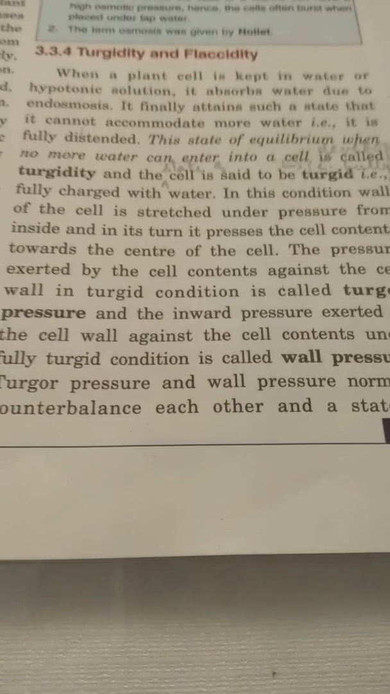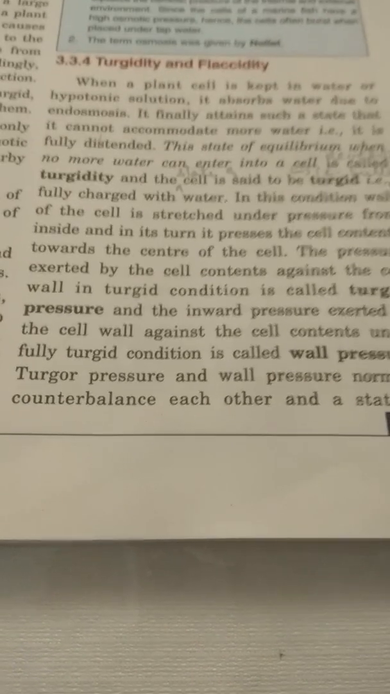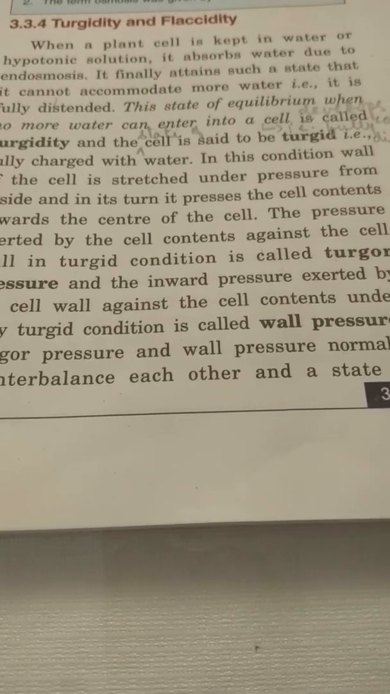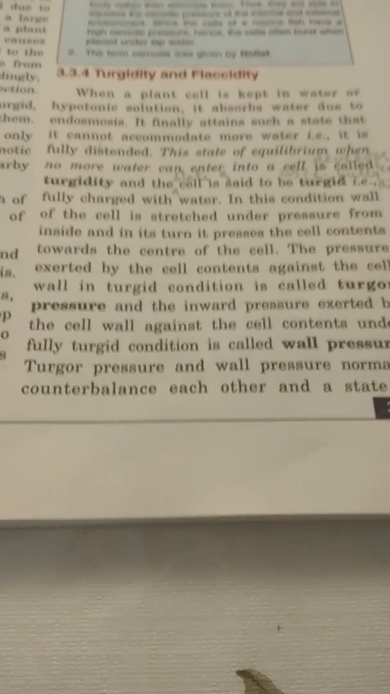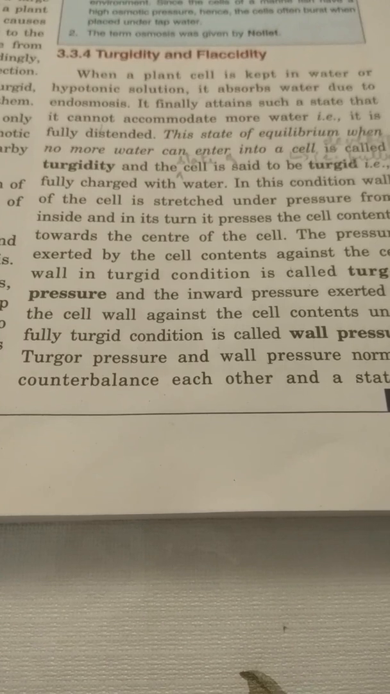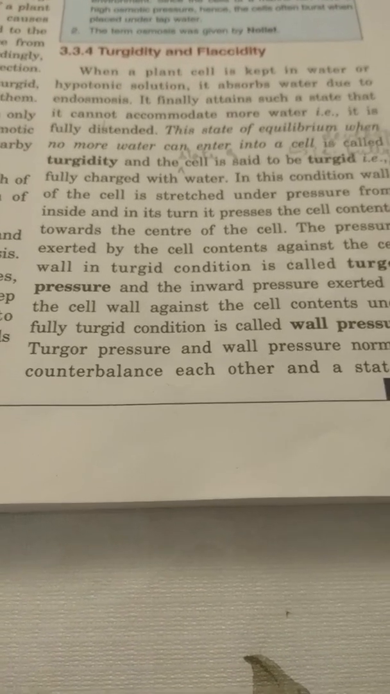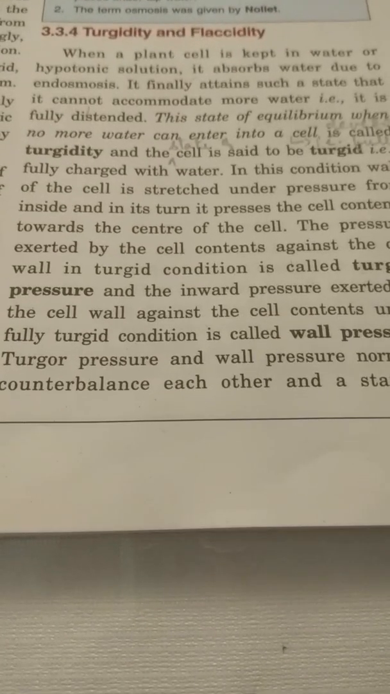Now, when the cell is turgid, the pressure developed inside the cell, called turgor pressure, will be applied on the walls of the cell. In return, the cell wall will apply an equal and opposite pressure on the cell content. That means the cell wall will apply pressure on the cell content. That pressure is called wall pressure.